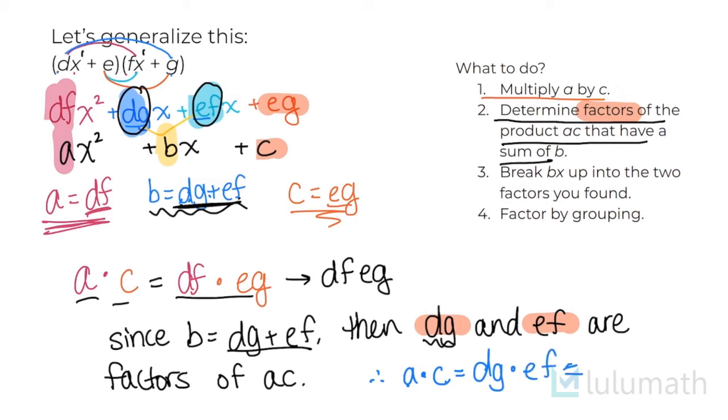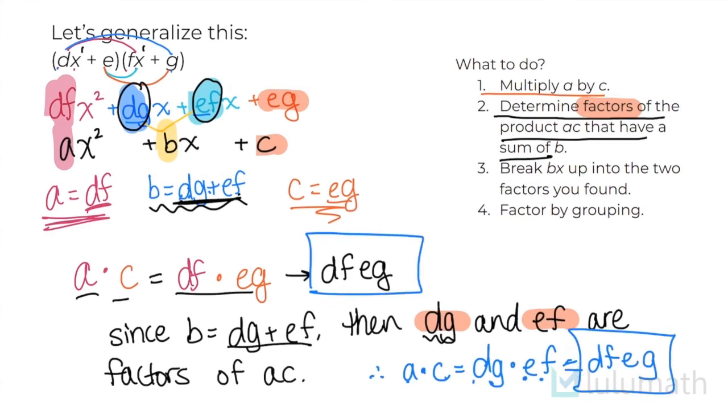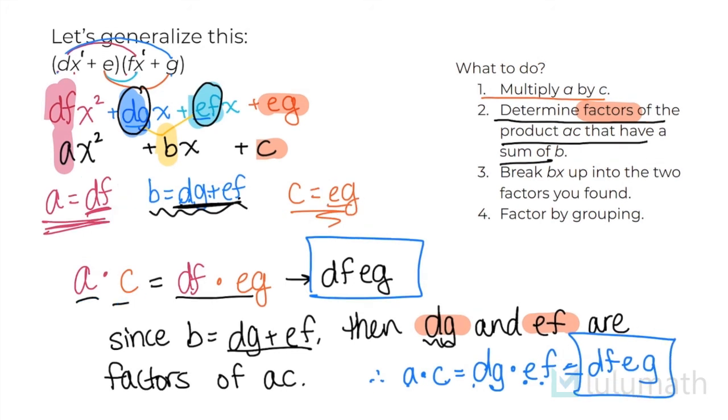And because multiplication is commutative, you can do it in any order you want. We can put the d first, then we can put the f next, then we can put the e next after that, and then we can put the g next after that. So that matches what we have right here, which is exactly what we get when we multiplied our a by our c. Our df by our eg gave us this dfeg. That is the reason why we will always multiply a by c whenever we're factoring by decomposition.